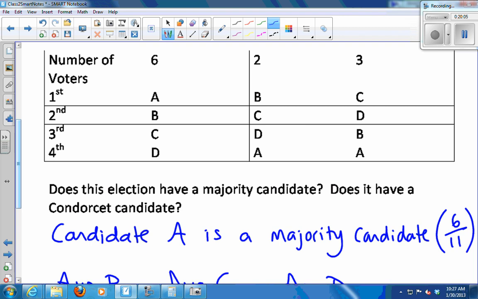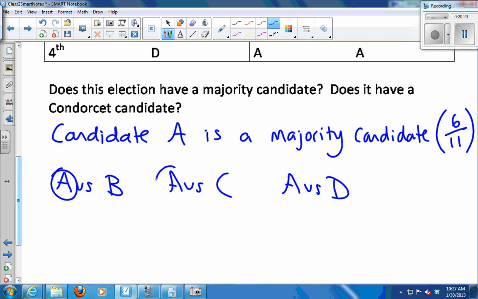A is going to have 6 votes every single time, no matter who we match it up against. These people are going to pick A, right? And there's only 5 votes left. So no one else can beat A in a head-to-head matchup. So A is always going to win.